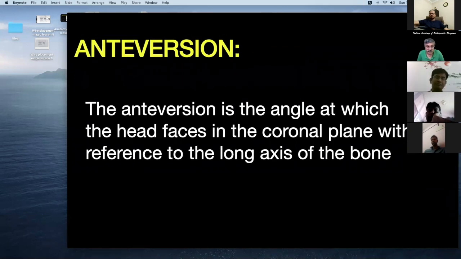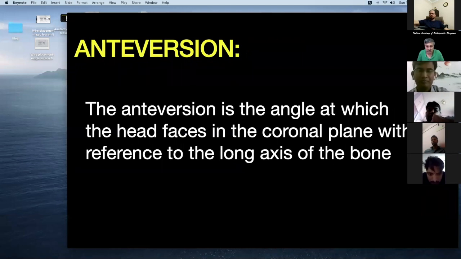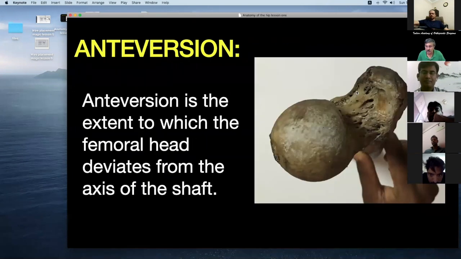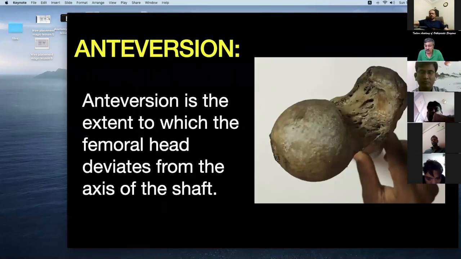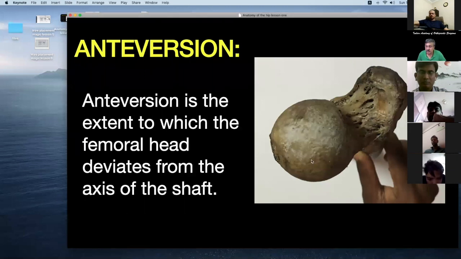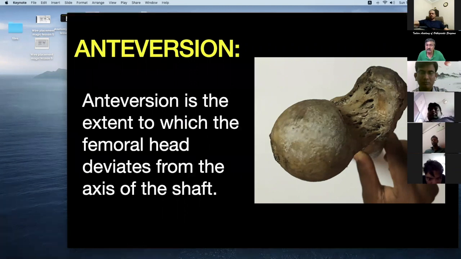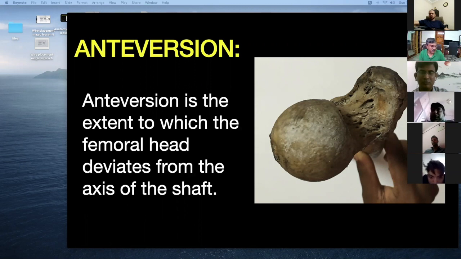Anteversion is the angle at which the head faces in the coronal plane with reference to the long axis of the bone. Let us go back again to explain. If you see end on, the deviation of this from the medial femoral condyle is the anteversion. To repeat, the intercondylar area of the femur is in one axis and the head and neck of the femur is another axis. The instant the axis is defined between the two, you get anteversion.